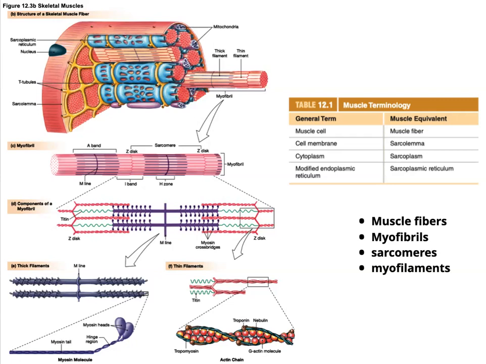We also have accessory proteins like troponin and tropomyosin, whose functions we'll discuss later in this lecture. And then titin and nebulin are proteins that hold the thick and thin filaments in their position.